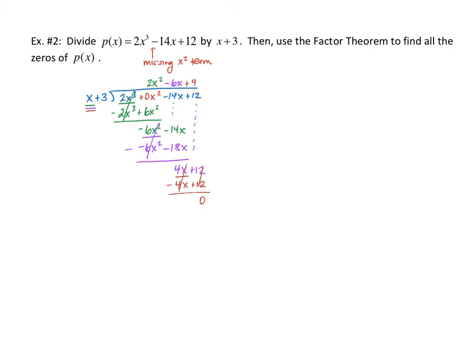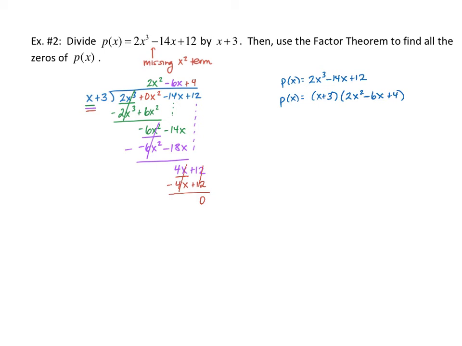If we know a factor, we know a 0, and a 0 tells us about horizontal intercept. So here's some things that we can say at this point. Our original polynomial p of x was 2x cubed minus 14x plus 12. By finding that we have a remainder of 0, what we found is that you can factor p of x and write it as x plus 3, our original divisor, the thing doing the dividing, times our quotient, 2x squared minus 6x plus 4.